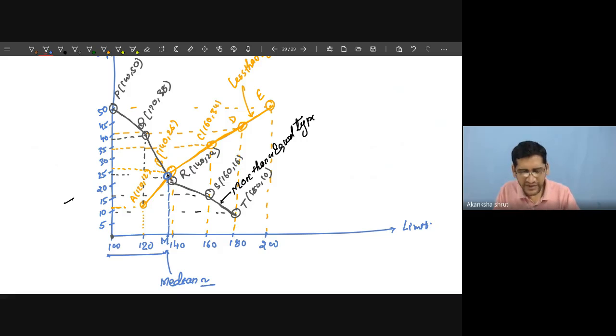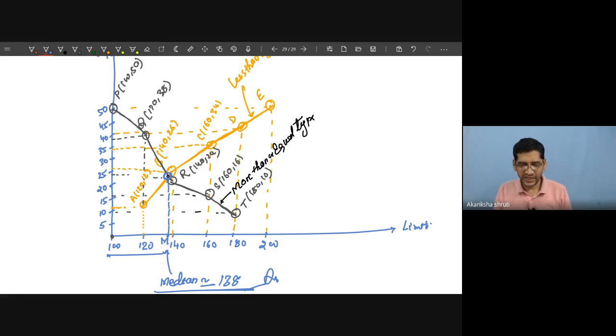Around here we will get the approximate value. Don't worry about that. If we are plotting on graph paper, you will get more accurate results, but still that will be approximate compared to what is calculated mathematically. So approximately we can write this as 138. That's all. So this way we can calculate the median.